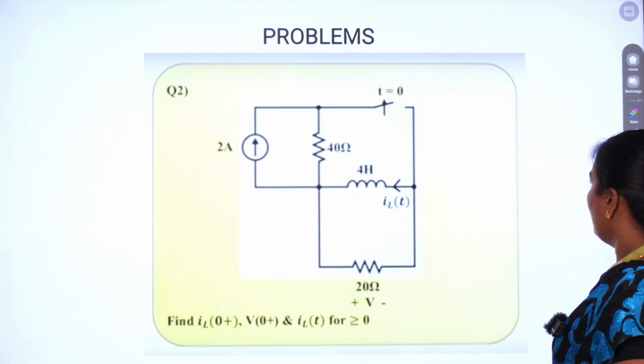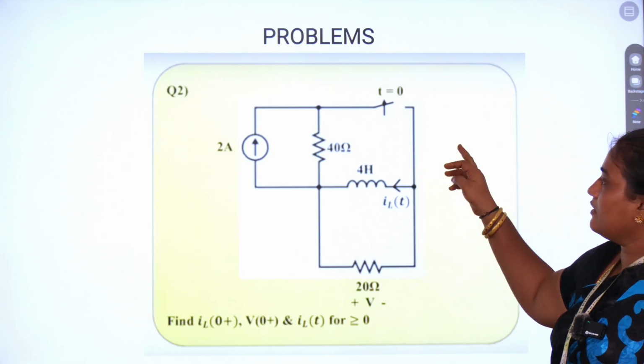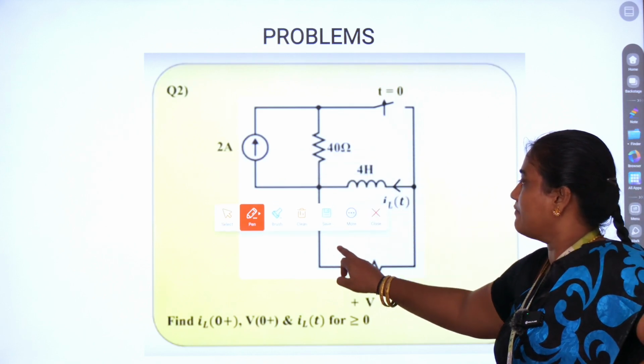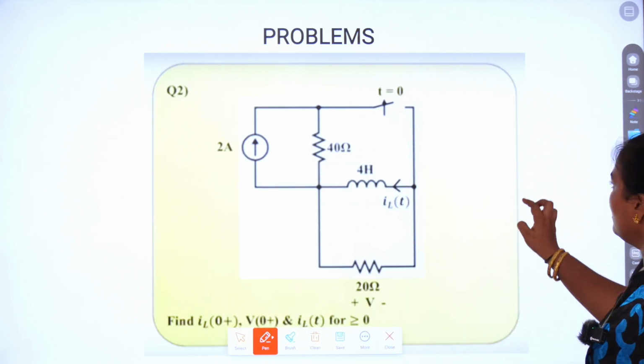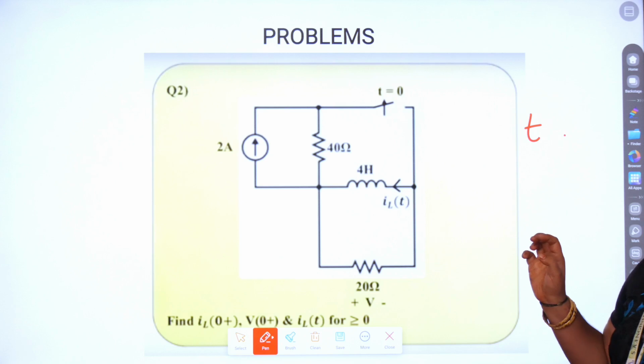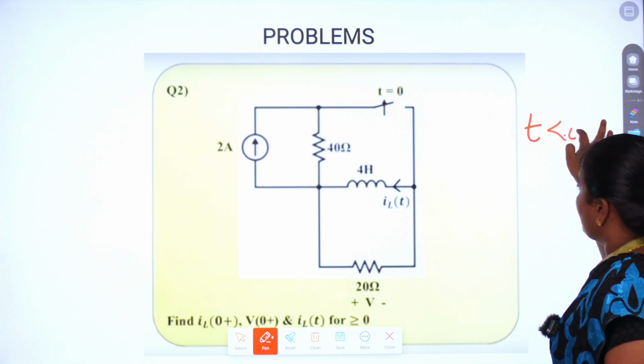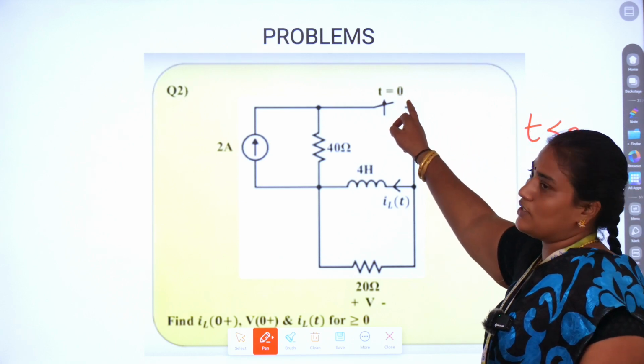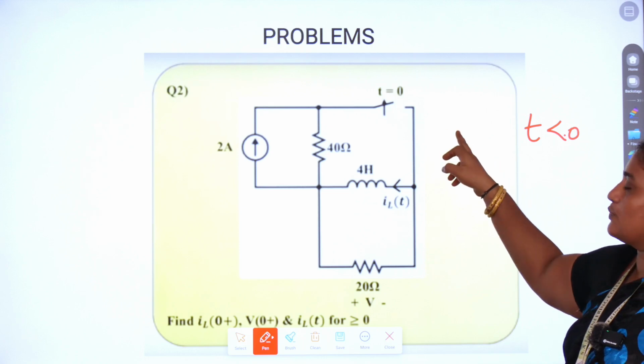For this condition, we have to first sort out when the switch will be on and when the switch will be off. So for this we have to take the value of t. When t is less than, it is given to be equal to 0, at t equal to 0 the switch will be open.